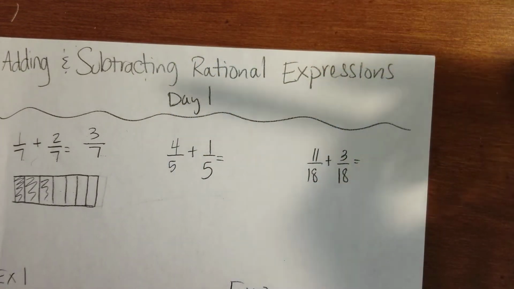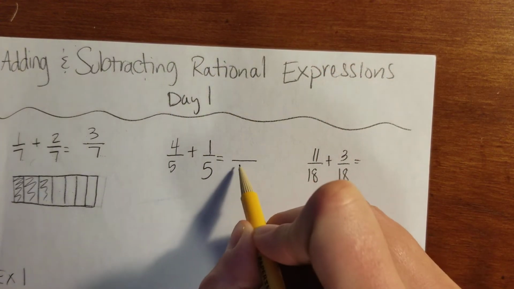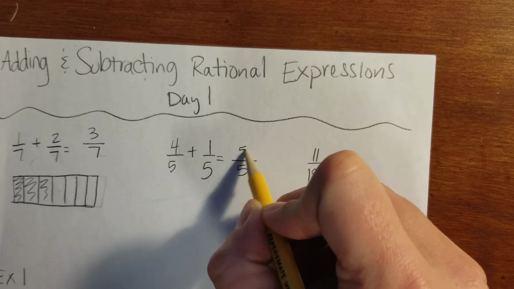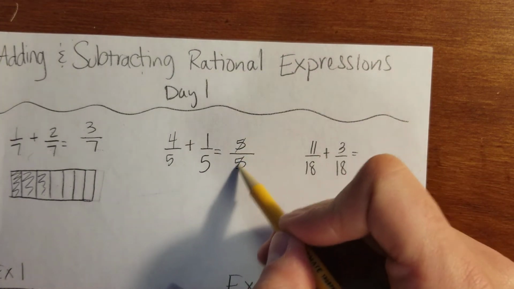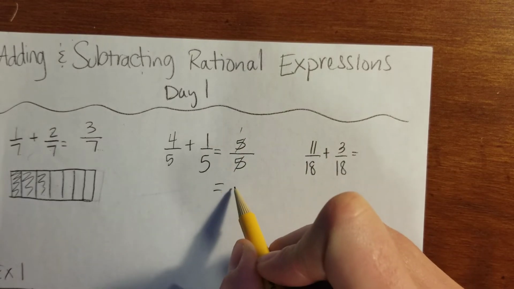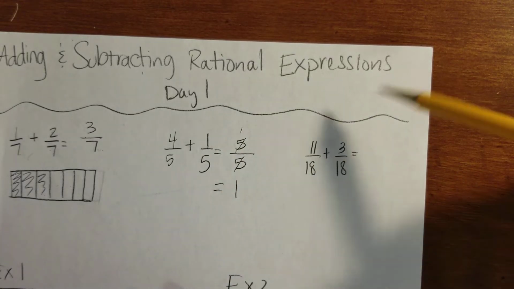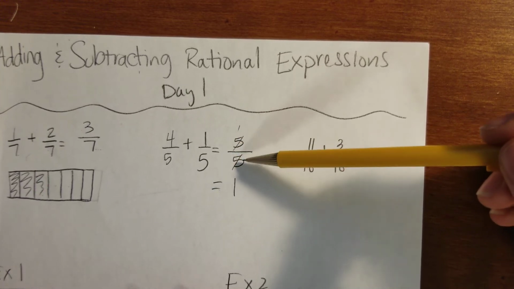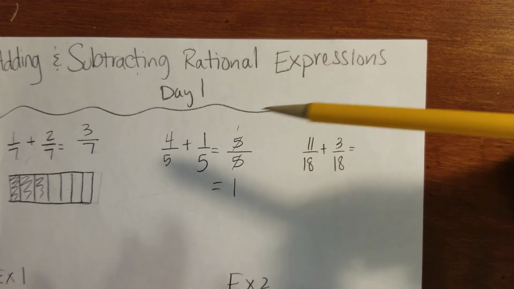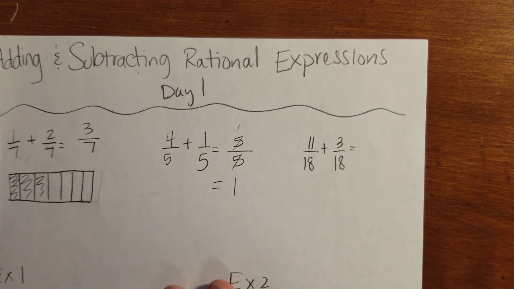Our next problem, 4/5 plus 1/5. So the denominator will stay the same. 4 plus 1 is 5. Now 5 over 5 can actually reduce. 5 goes into 5 one time, so we're just left with 1. Now we've been doing a lot of this simplifying before, so even with numbers, we're still going to make sure we simplify at the end the same way we did with rational expressions.